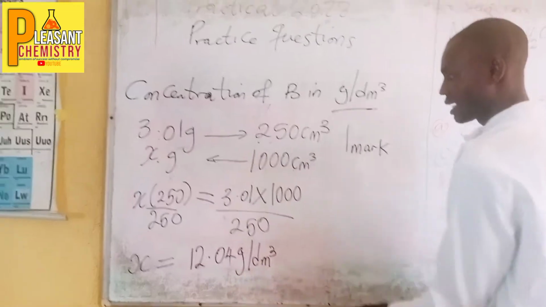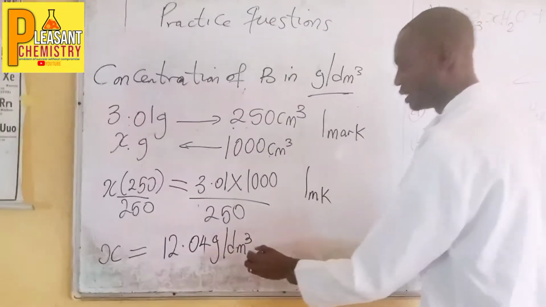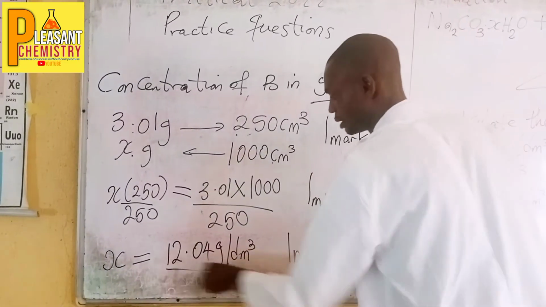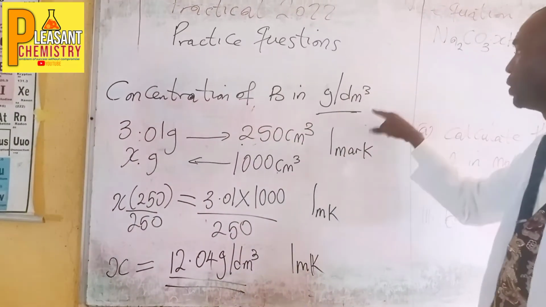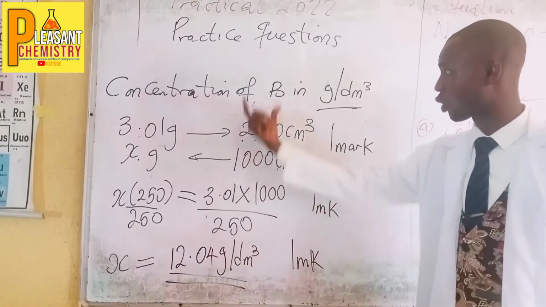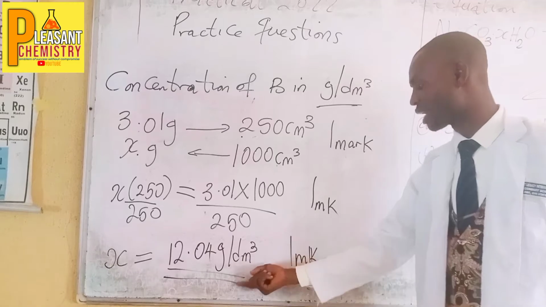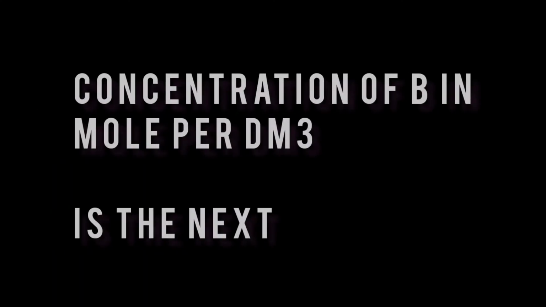So making X the subject of the formula here is another 1 mark, and then your final answer here will fetch you another 1 mark. So the question asks us to calculate concentration of B in gram per dm cube. So right now we have calculated concentration of B in gram per dm cube, which is 12.04 gram per dm cube. I will blow your mind.